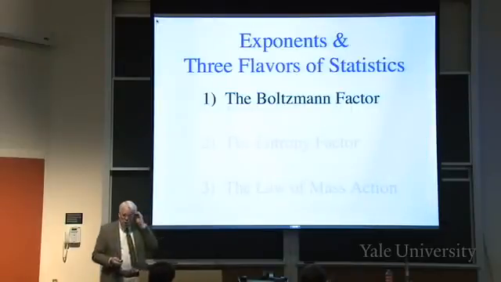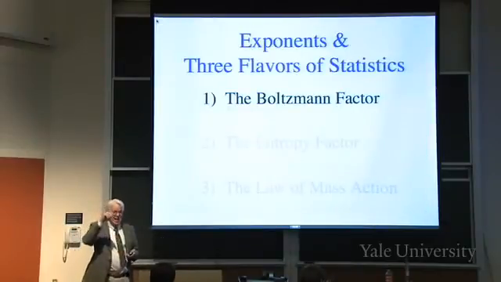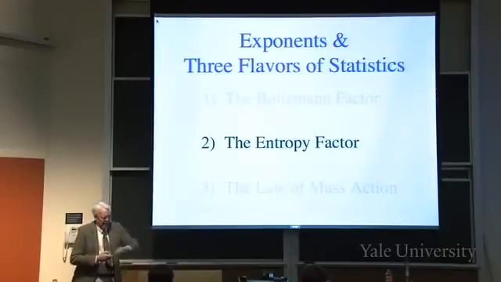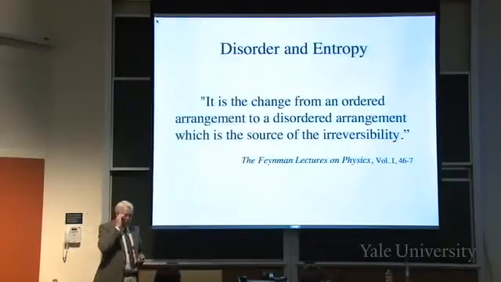Okay, so that's where the Boltzmann factor is, that exponential, e to the minus delta H over kT, comes just because that's what you expect. If you randomly distribute things, it'll come out that way. Now, how about the entropy factor? And this one is fun.